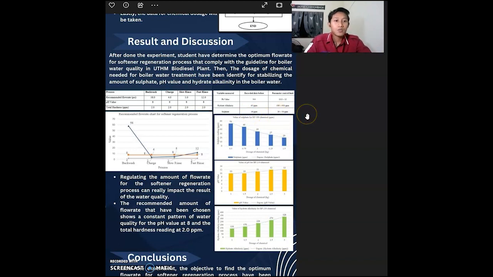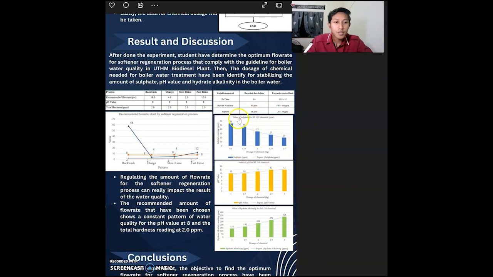So in order to overcome this problem on how to increase the amount of sulphate, hydrate alkalinity and pH value, we must add a specific chemical that needs to be used for treating the boiler water, which is BP100 and BP210. Those chemical additions will help to increase the amount of pH value, hydrate alkalinity and sulphate. So this is the first charge of the chemical addition in the boiler water.